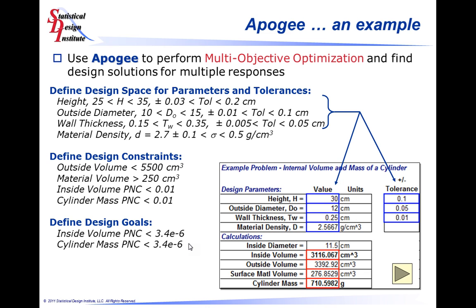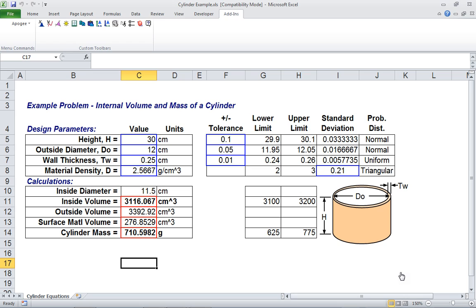We have design spaces, we have constraints and goals, and we can now go formulate a multi-objective optimization problem to try to find a design that would be compliant with these conditions. So let's go to the worksheet that we've had before, and we've made some modifications to this since the last session. The primary formulas and conditions are the same, but we've added more information to it.